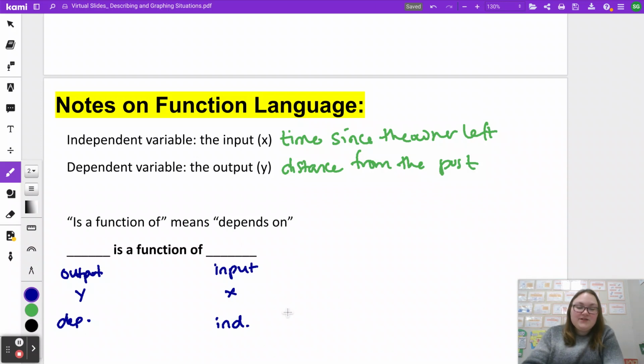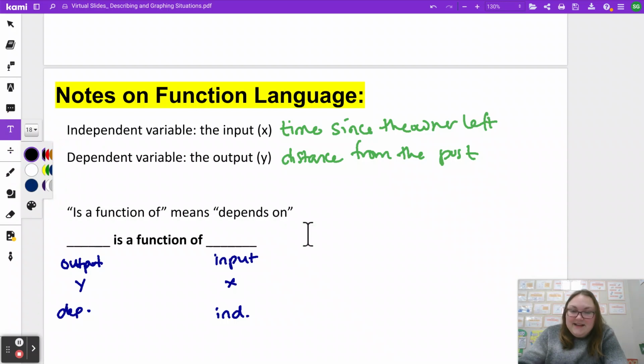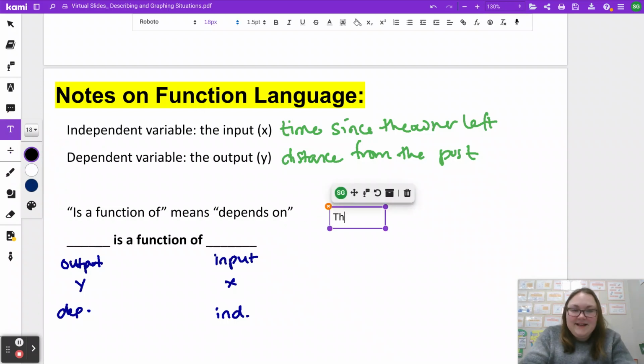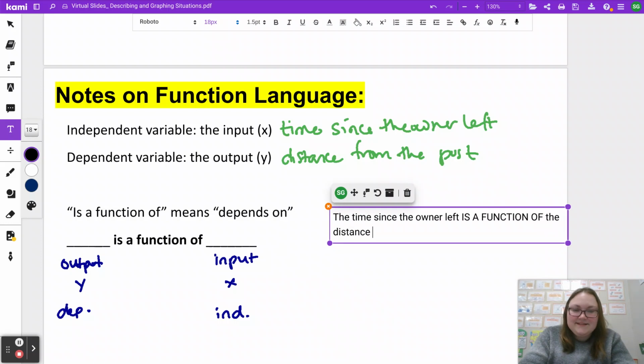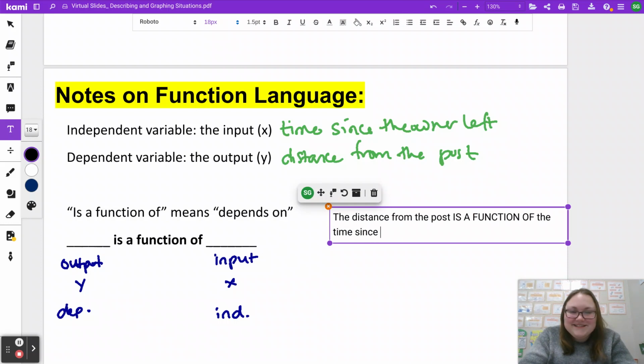So if I wanted to describe this whole thing about the dog using function language, and how you're going to see it described in stories, is this sentence here. You're going to see that it says the time since the owner left is a function of the distance from, I just typed that in backwards. I'm so sorry. Look what I'm doing. The output goes first. So I should say the distance from the post is a function of the time since the owner left. I promise you I know this.